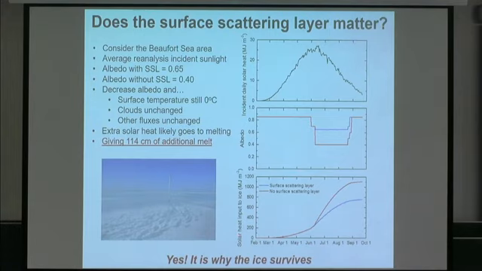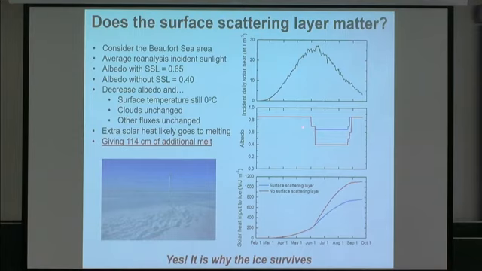This is just a typical incident shortwave radiation. And what we have are two possible paths for albedo. One where we form a surface scattering layer and another one where we don't. And in the beginning, they're the same because we have snow on the surface. And if you have an optically thick snow cover, it doesn't matter if you have ice underneath it or if you have a parking lot underneath it, because the albedo is being determined by the snow. And it isn't until that snow melts that we have a difference.